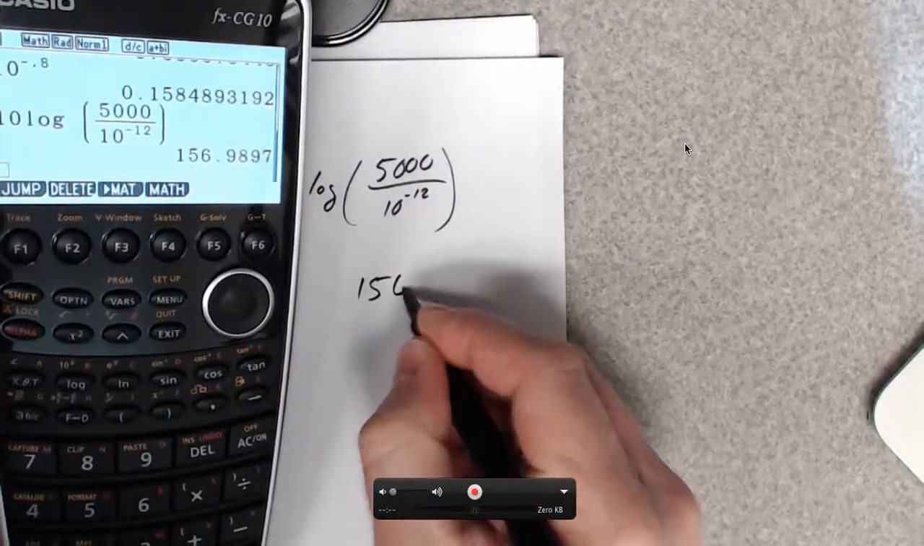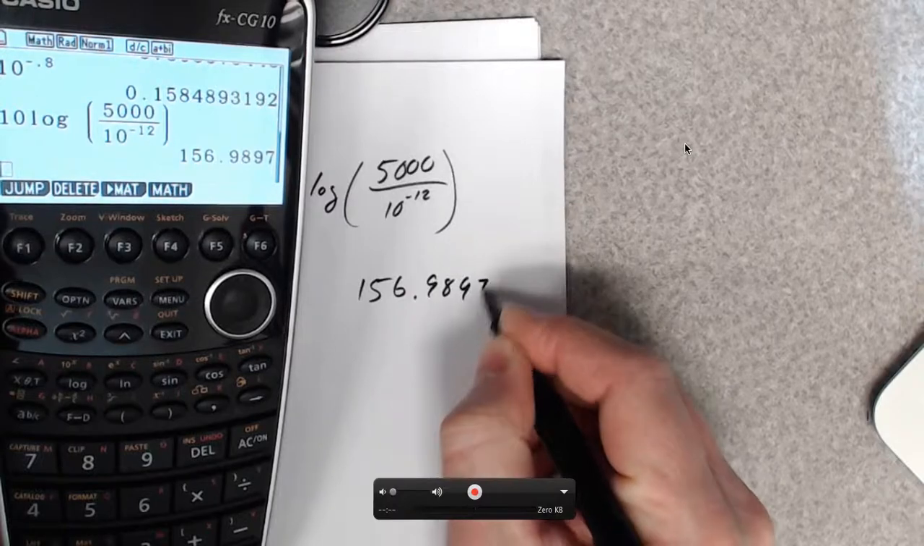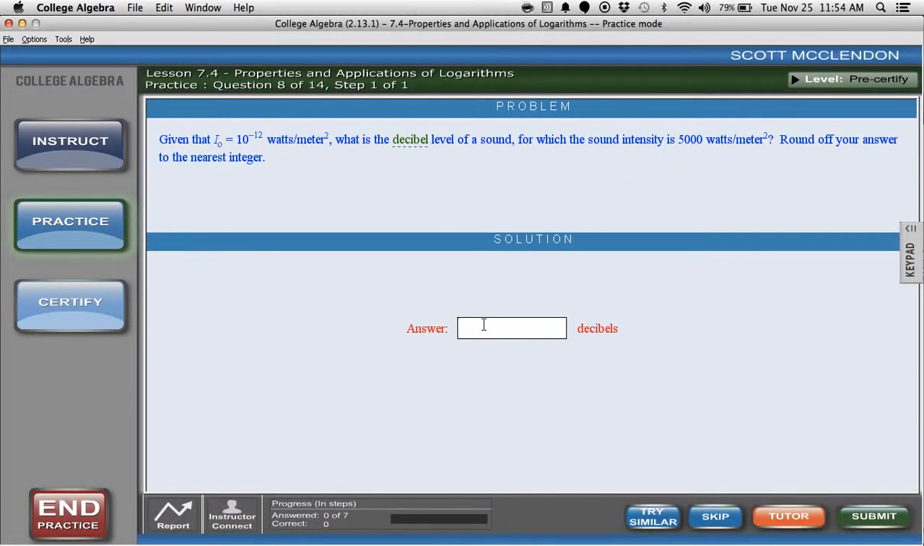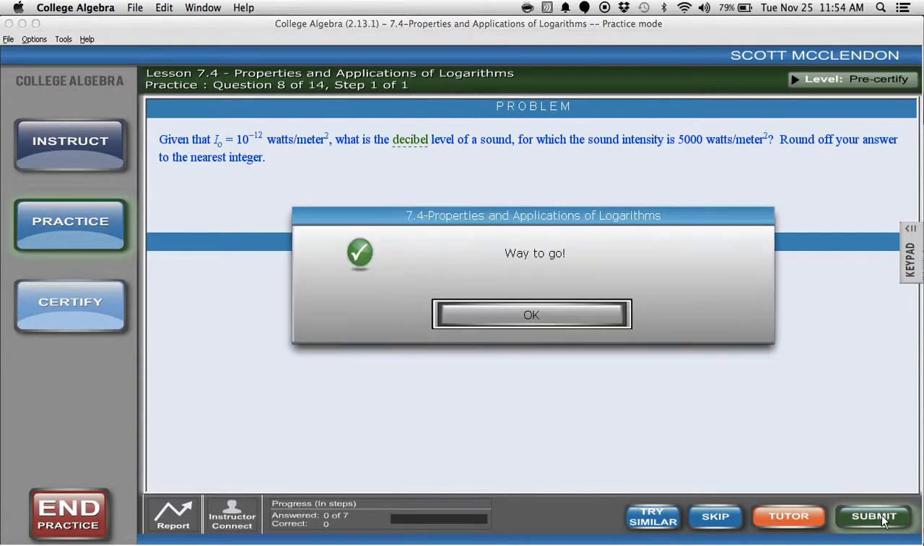156.9897. Can't remember what they said to round to. Nearest integer, so 157. There you go. That's how you do those questions.